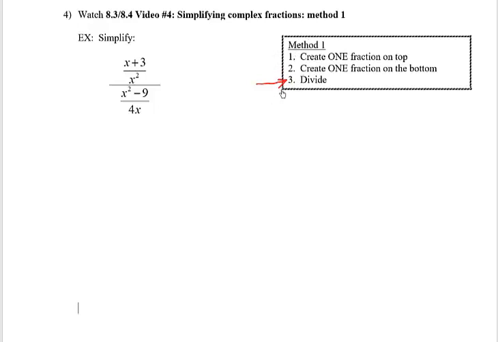If that's not the case, method 1 really can take an awful lot of work, and I think method 2 would be superior. In this problem, I'm going to go ahead and use method 1 because someone has already created just a single little fraction up here on the top and a single little fraction down here on the bottom. I can skip right ahead to step 3. Remember, this big fraction bar just means divide. So I can rewrite the problem instantly as that top fraction divided by the bottom fraction.